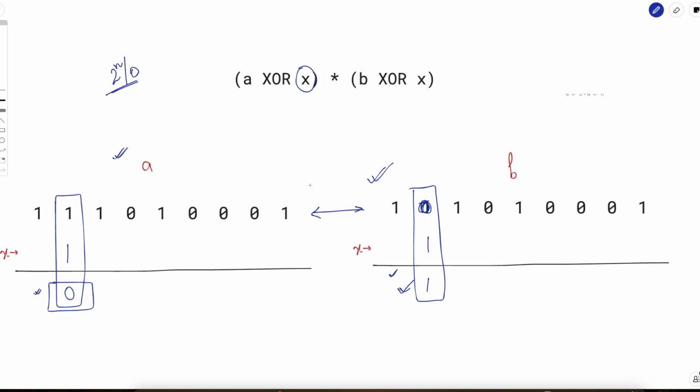If a and b are equal, we know we don't need to do anything. We can make the unset bit set, right? But if it is already set, you can keep it as it is. But if they are not equal, then it means there is some difference between a and b for sure. Now whenever you have an opportunity to add or subtract, you will always want to get them as close as possible.